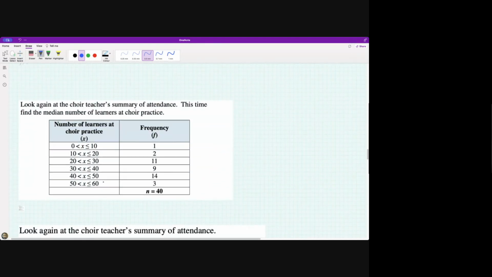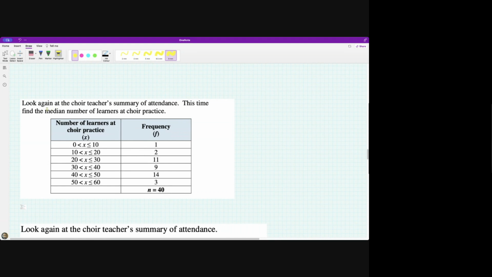So in this next one, it says we need to find the median number of learners at choir practice. Now, in order to find the median, I'm going to say that we need an extra column. I'm not sure all of you need this, but let's just try and do it. I'm going to give you the first 2 columns in the cumulative frequency column.